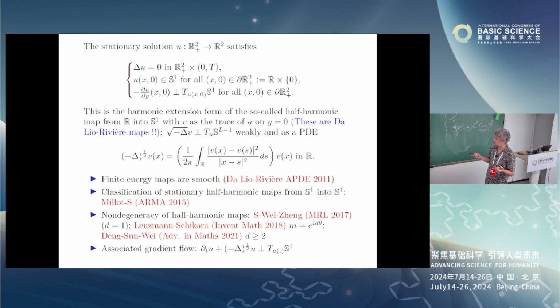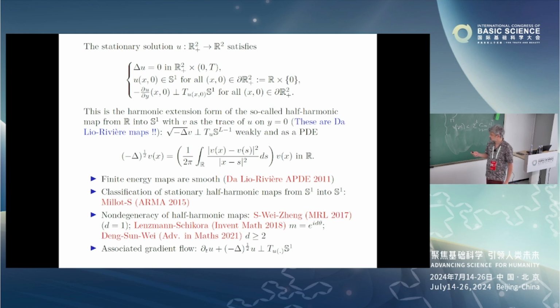Well, if you denote V to be the trace of your harmonic function in the half plane, then you can prove that this condition is equivalent to the square root of the Laplacian of V being orthogonal to the tangent. When you write down what that means, you get this equation for V, and this is the Daillot-Rivière map.